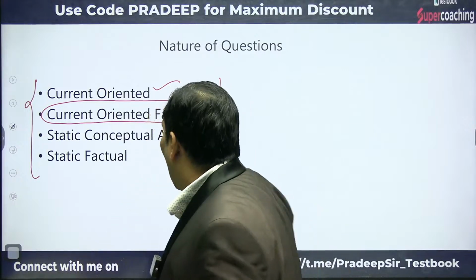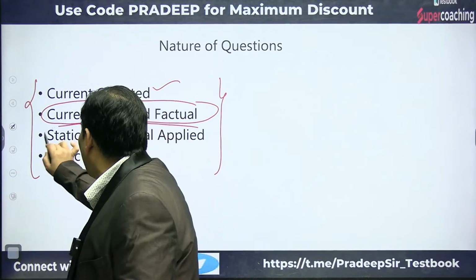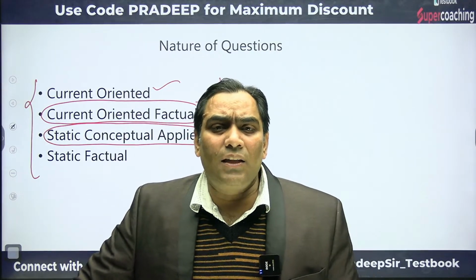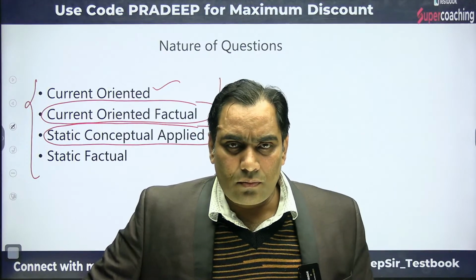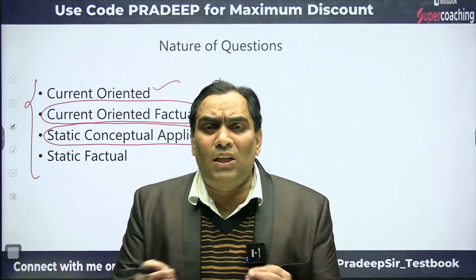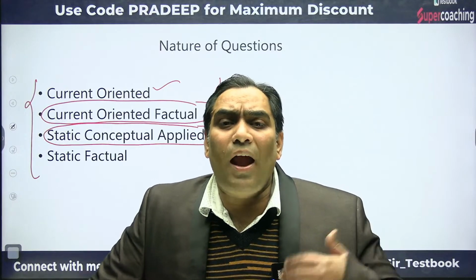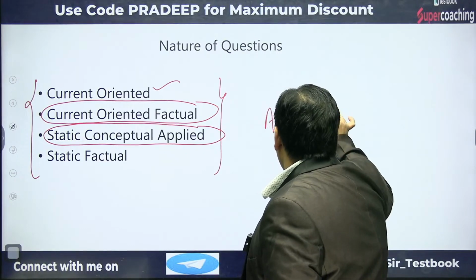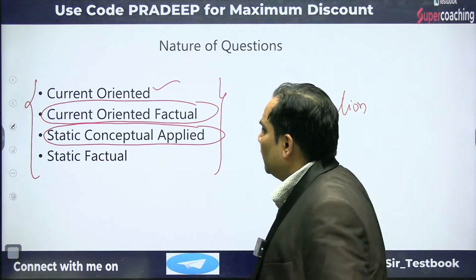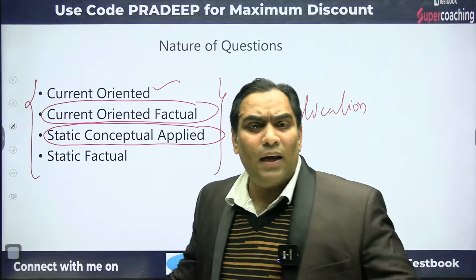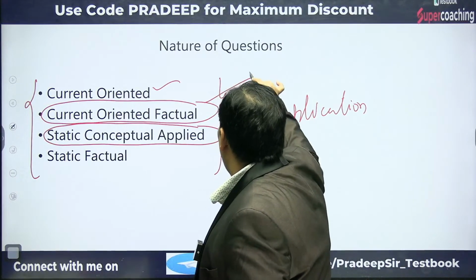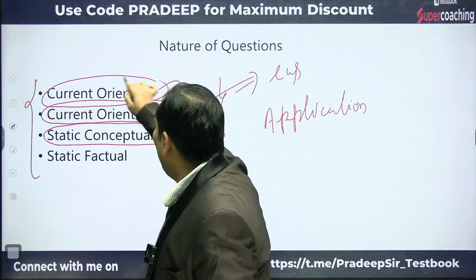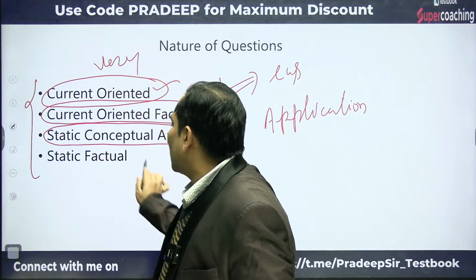Okay, they are asking the static conceptual applied question. What does it mean? That they are asking conceptual questions, and they are mixing one concept with another concept, and that is application based. We will discuss it, and we will have an example as well with the question. So that is the most difficult. This is comparatively easier, and this is very easy. Okay, and static factual question.